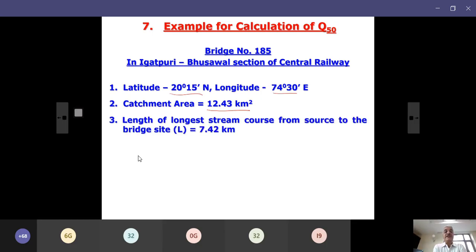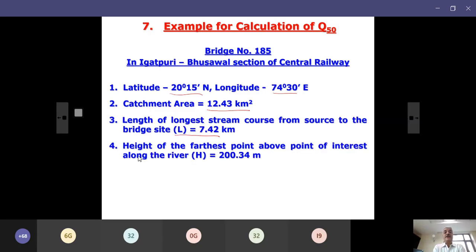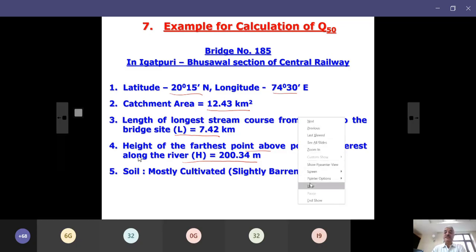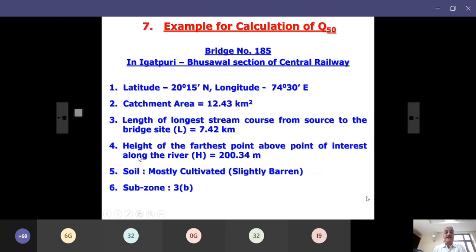And the length of the longest stream is found to be 7.42 kilometers. And the height of the farthest point above the point of interest along the riverbed is found to be 200 H. The catchment is described as mostly cultivated and slightly barren. The subzone it falls into is 3B, and we have been asked to calculate Q50.